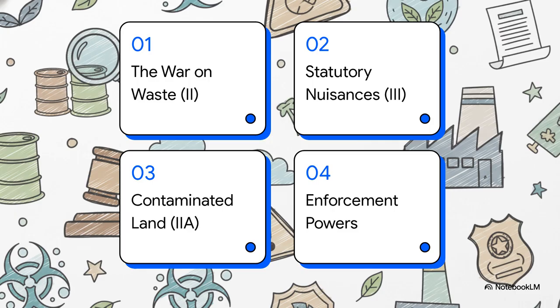All right, here's our game plan. We'll start with the war on waste, using Part 2. Then we'll dive into your powers for shutting down statutory nuisances under Part 3, and take a look at your duties for contaminated land in Part 2A. Then we'll wrap it all up with a clear look at your enforcement powers. Let's get right into it.